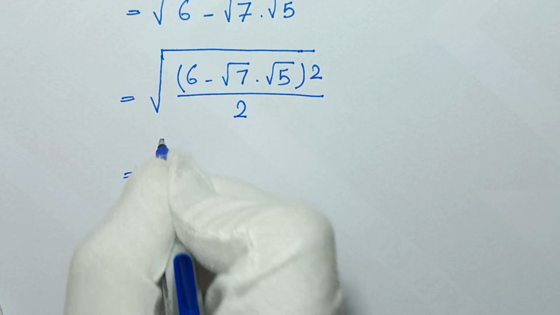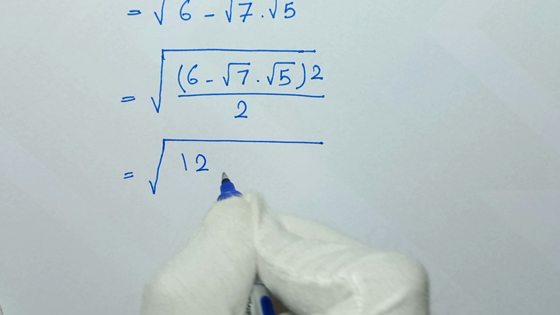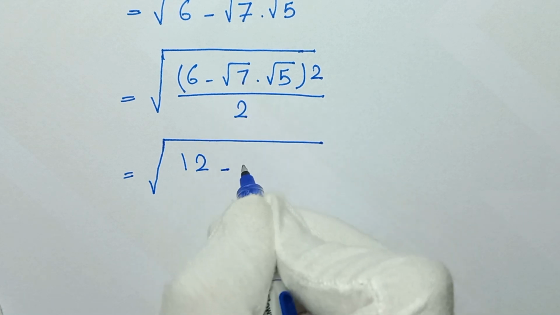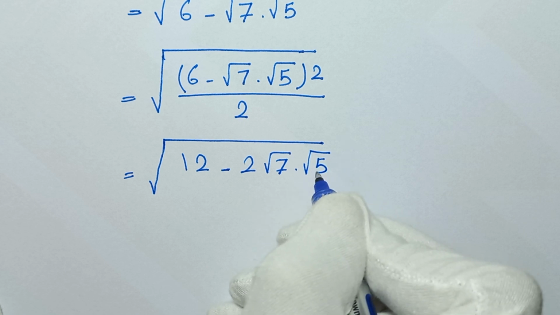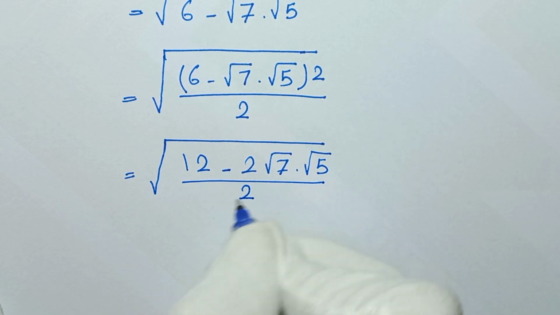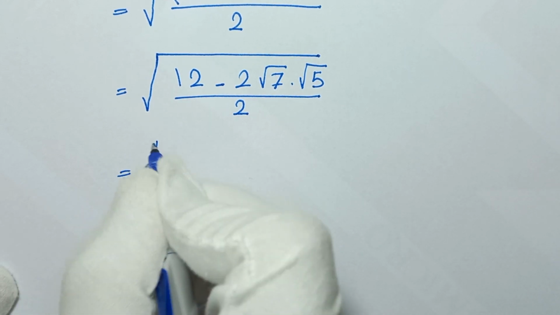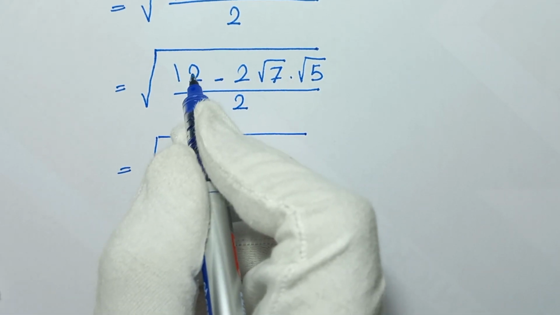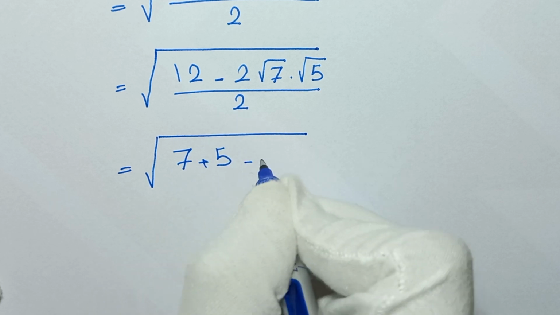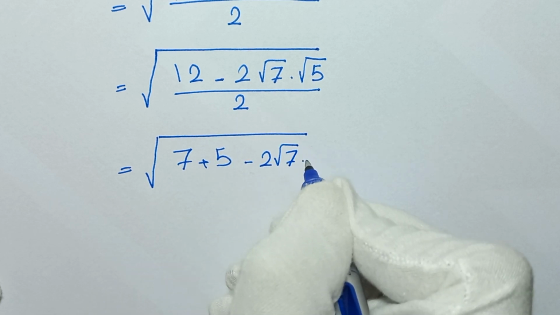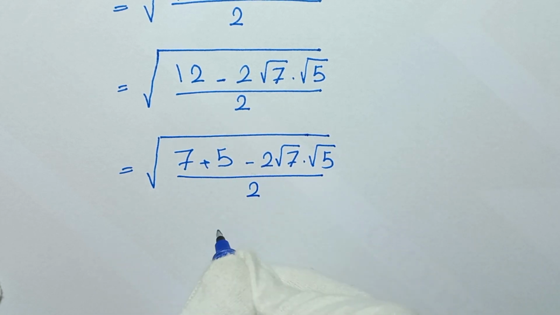So it will be the square root of 6 times 2, it will be 12, minus 2 times this, it will be 2 square root of 7 times square root of 5, and over 2. And in the next step, we write this 12 as 7 plus 5 and minus 2 square root of 7 times square root of 5 and over 2.